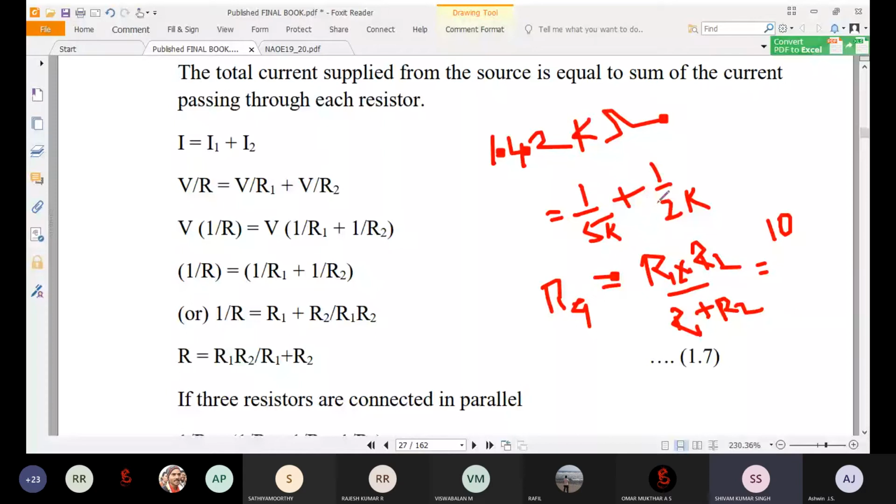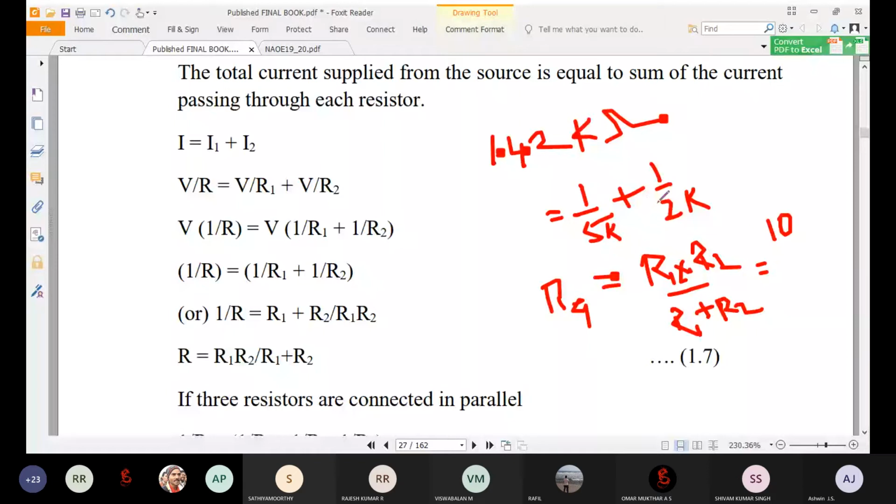Now you can apply Ohm's law. V is equal to IR. So I know what V is. V is given as 5, and I found the equivalent resistance for that circuit. That is nothing but 1.42. Okay, so what will be your I?